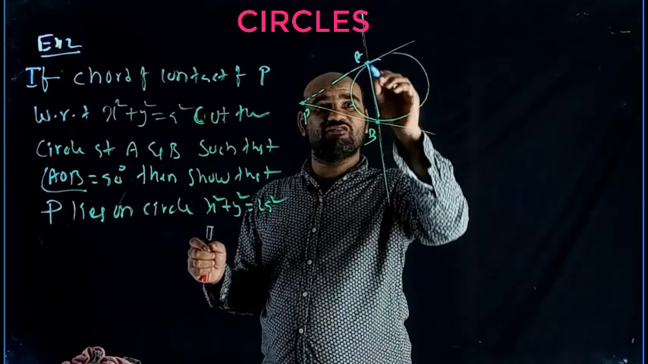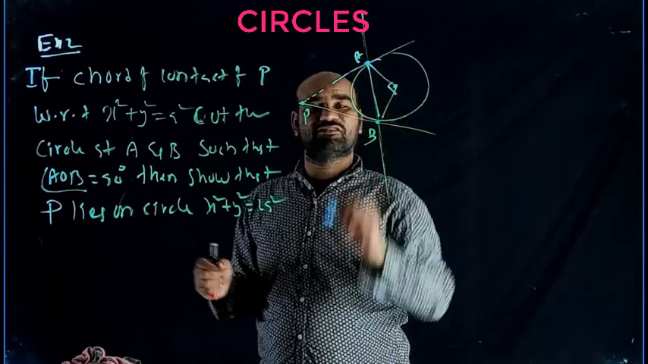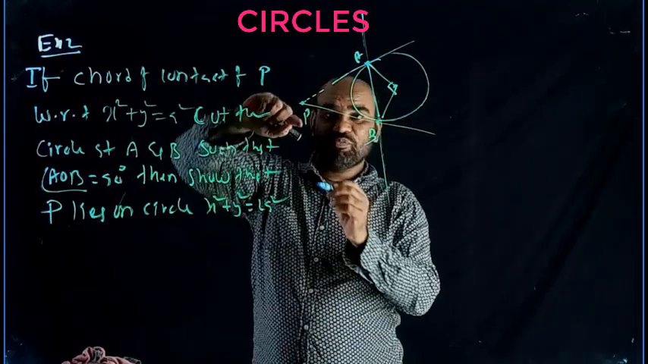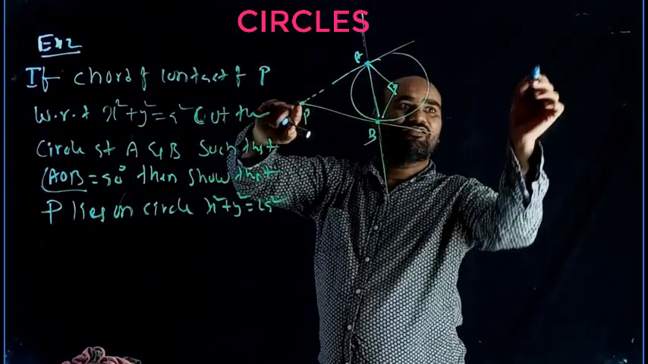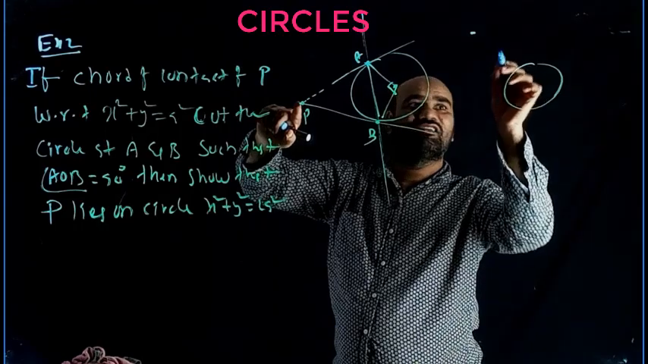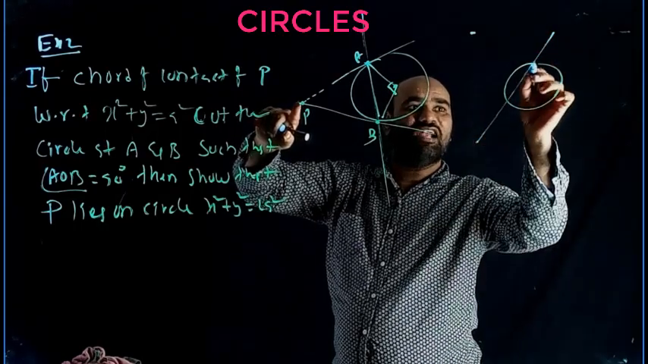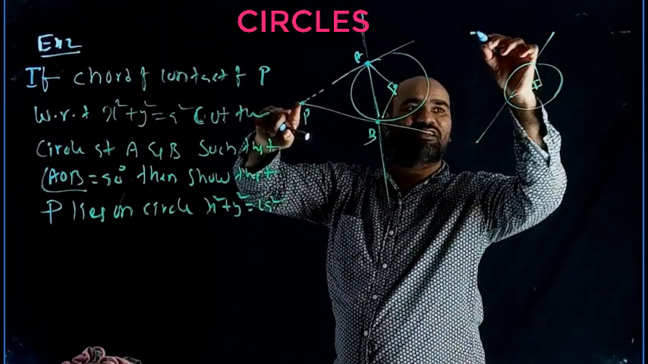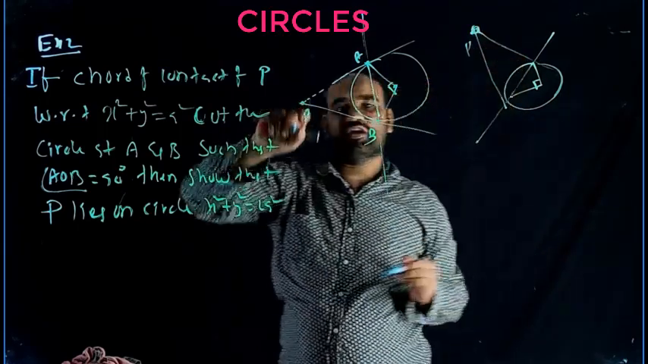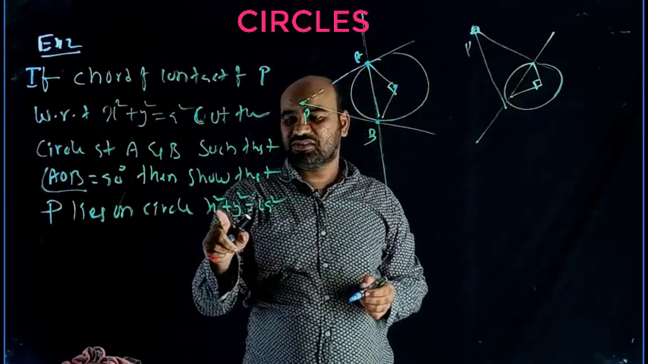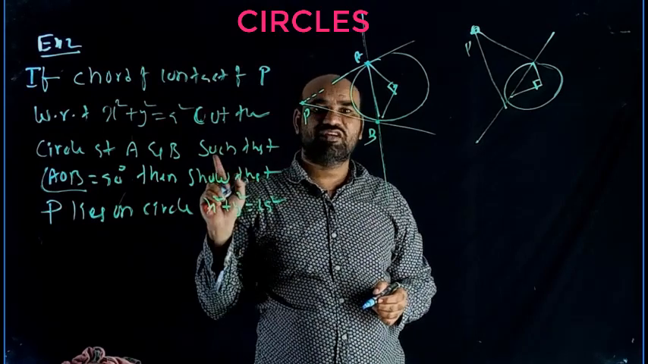This portion is always making 90 degrees at the center, such that P is moving. For example, here P, in this diagram, P may be here. So this may be the chord of contact and this may be making 90 degrees at the center. Now you want to show that the locus of point P is nothing but a circle represented by x square plus y square equal to a square.